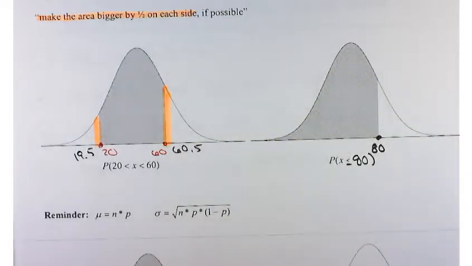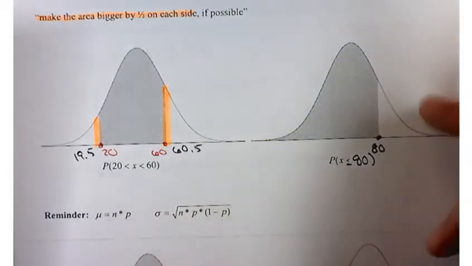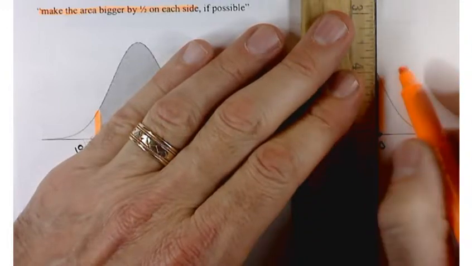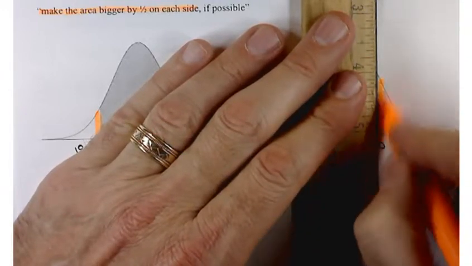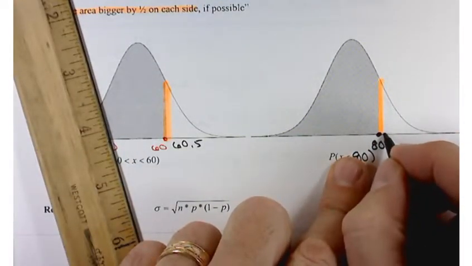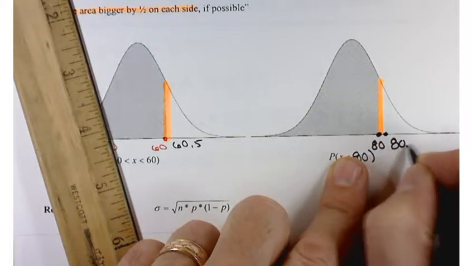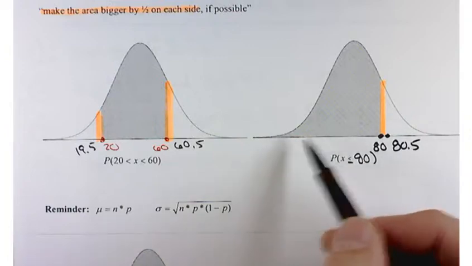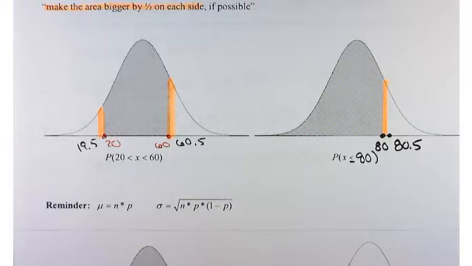And kind of like the last one, I need to make the area bigger by 1/2 on either side. So that's okay on the right-hand side. So just draw in a little extra area here. If I make it bigger by 1/2 on the right-hand side, then that's going to be 80.5. But can I make it bigger on the left-hand side? Well, this area goes down to -infinity. You can't really get to the left of -infinity. So that's it. You're really only going to make it bigger on one side.